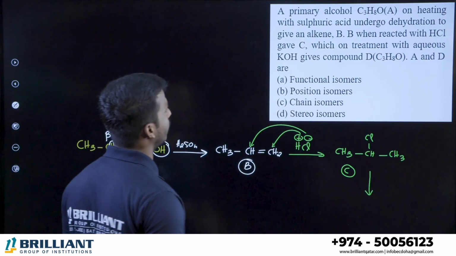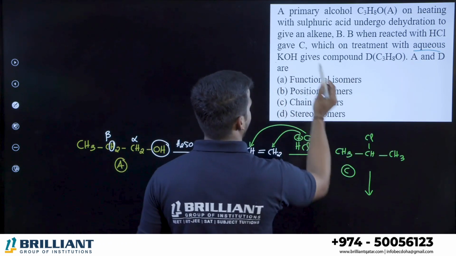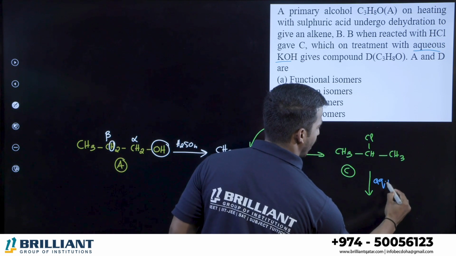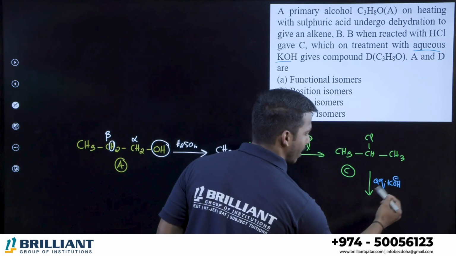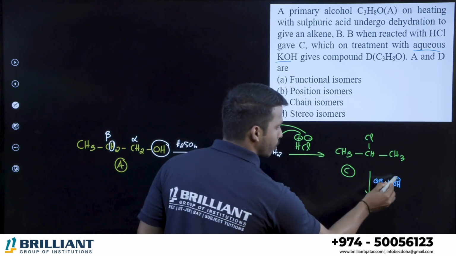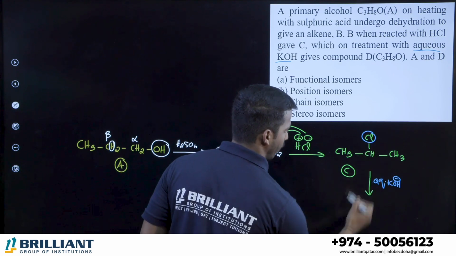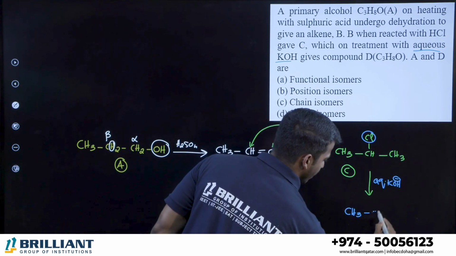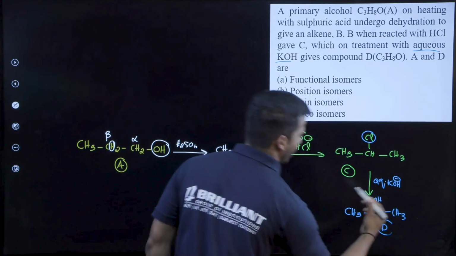What is the next reaction? This compound C is treated with aqueous KOH. You know aqueous KOH means nucleophilic substitution. What is the upcoming nucleophile here? OH minus, right? OH minus attacks instead of this chlorine. Chlorine will leave, and the OH nucleophile will substitute. You will get CH3CHOHCH3. That is your compound D.